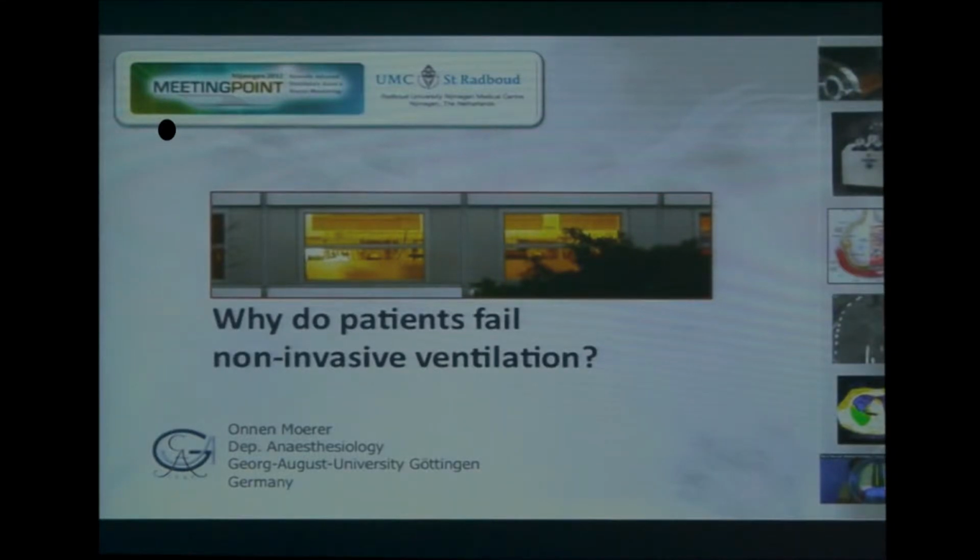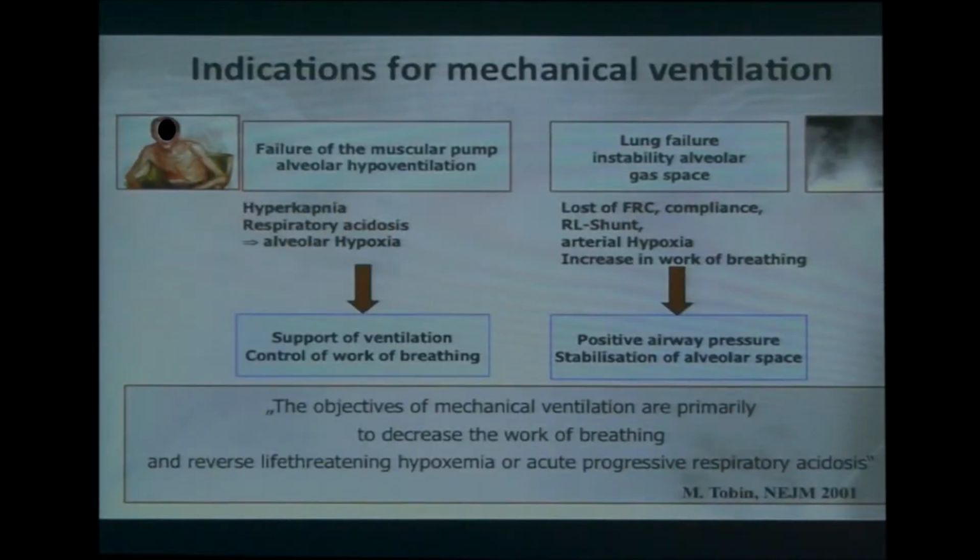The next thing is only I can disappear. So, probably it is a short introduction into non-invasive ventilation, and as it is titled, Why Do Patients Fail Non-Invasive Ventilation? And just to remind you, the goals of mechanical ventilation are to reverse the failure or to support the muscular pump, which is failing, which is leading to alveolar hypoventilation, and thus to hypercapnia. So that's the left side.